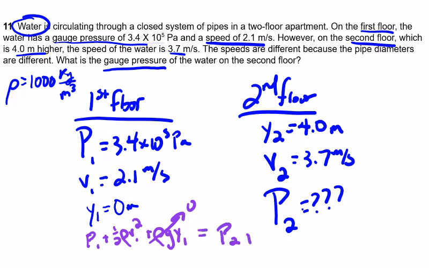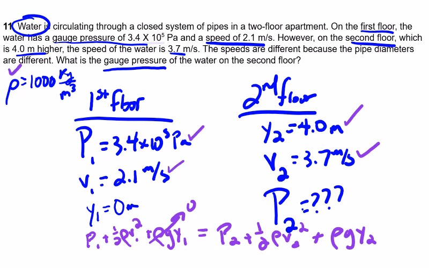Hey, that's what I'm after. Plus 1/2 rho V2 squared. I know V2. Plus rho g Y2. Hey, look, I know Y2. So I have everything on the right side. I know the density here. I have everything on the left side because I know V1 and I know P1. And then just a plug and chug, just a big algebra problem with Bernoulli's equation. Hope that helps.